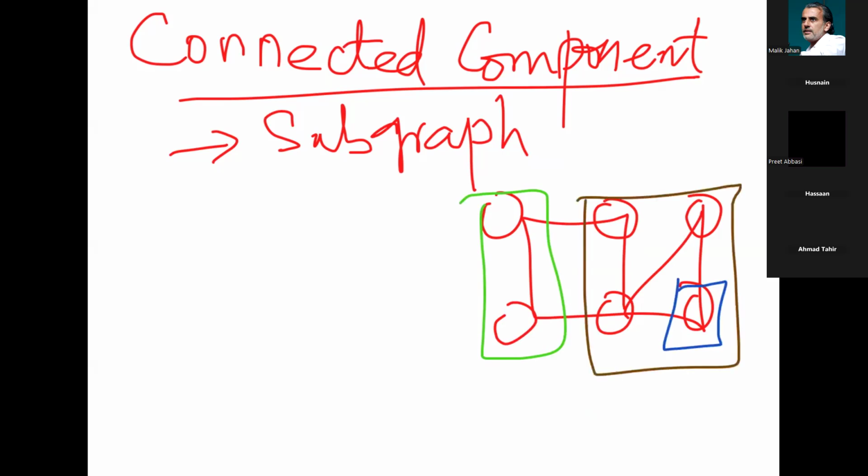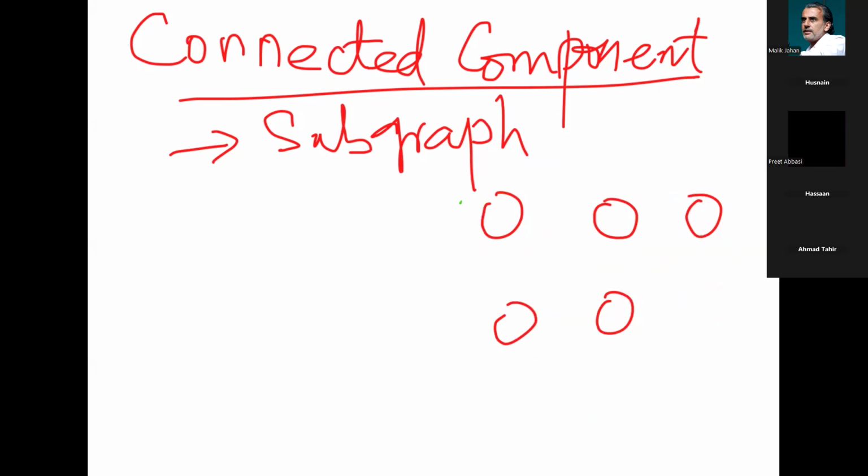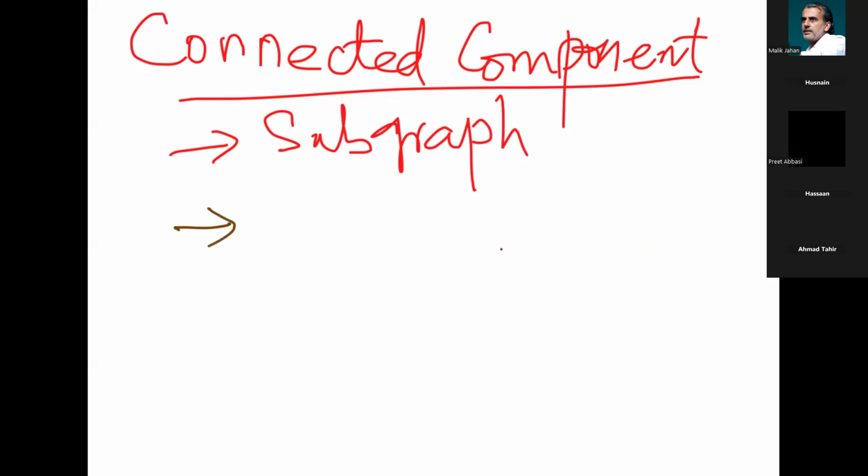This whole thing is a subgraph. There could be many subgraphs, right? A subgraph is one part of the graph which contains the relevant edges and vertices in that part. So subgraph has a meaning very similar to that of a subset. So a connected component is a subgraph. The second part is that the subgraph must be connected, which means within that subgraph all pairs are mutually connected.